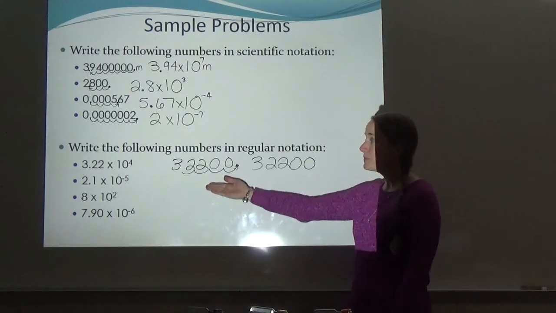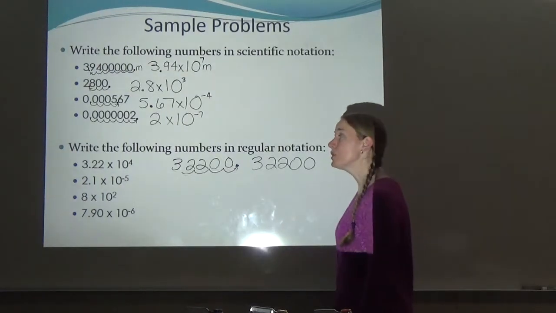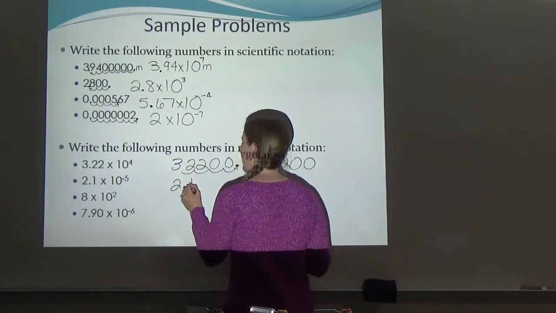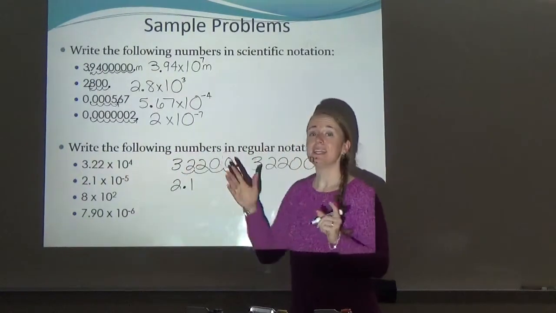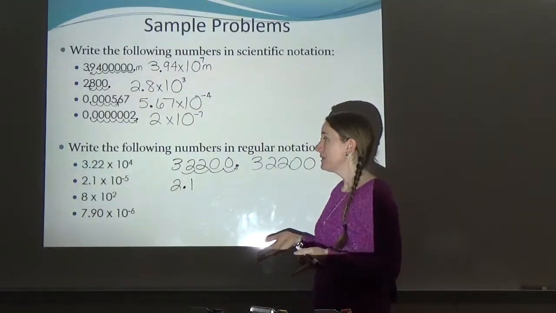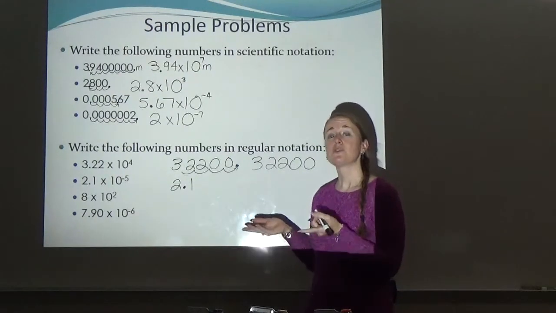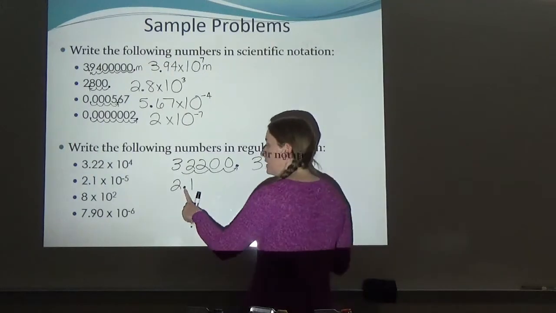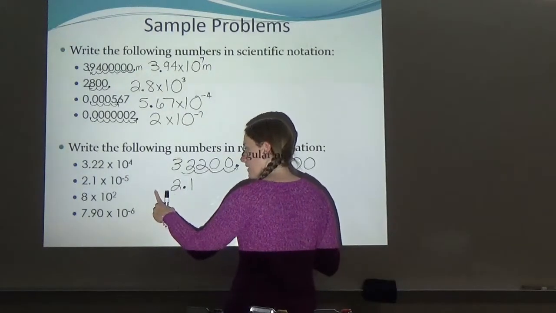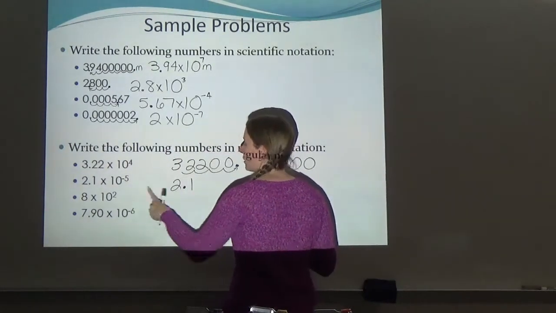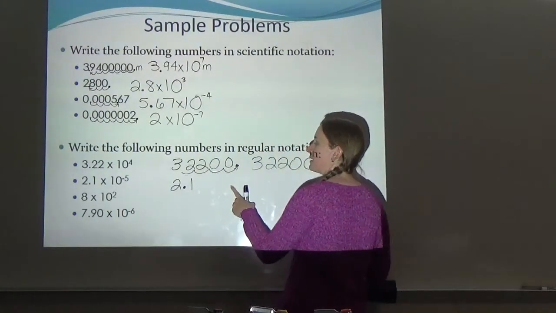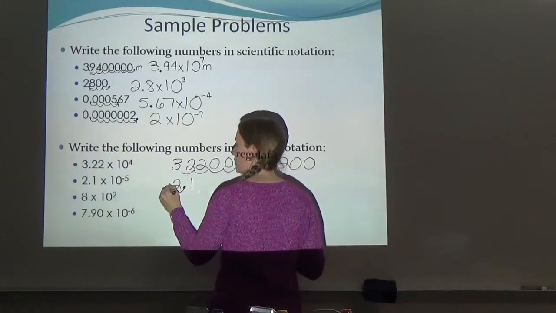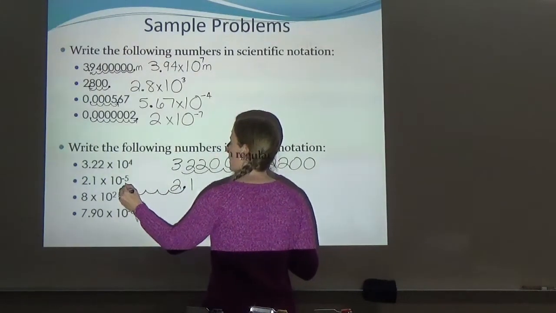All right, so let's move on to the next one. So we have 2.1 times 10 to the negative 5. So I'm going to start with my 2.1. And so I know I need to move my decimal 5 places, but this is to the negative 5. So remember, when the exponent is negative, that means the number is very small. So if I move my decimal this way, my number is getting smaller. However, if I move it this way, my number is getting bigger. So I want to move it to the left this time, 5 places. So 1, 2, 3, 4, 5.